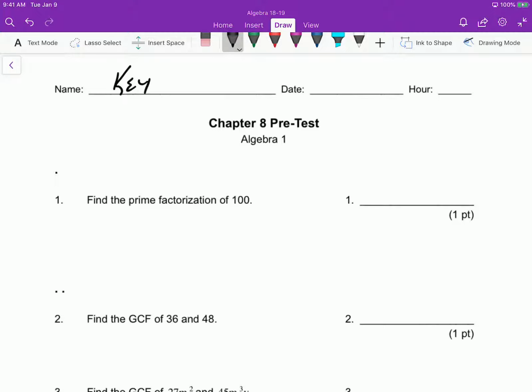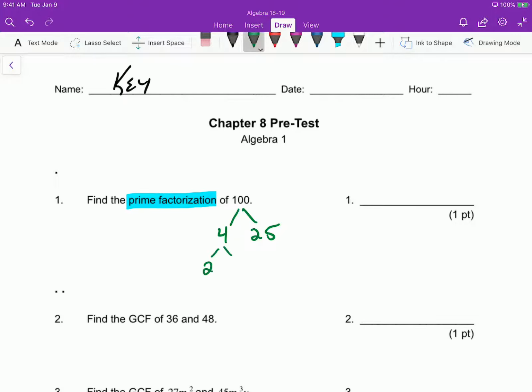So number one is asking you for the prime factorization. That means we're going to break this thing down into nothing but prime numbers. So let's start with something we for sure know 100 is. Well, I think we all know there's 4 quarters in $1. So 4 times 25. Well, I know 4 is not prime.